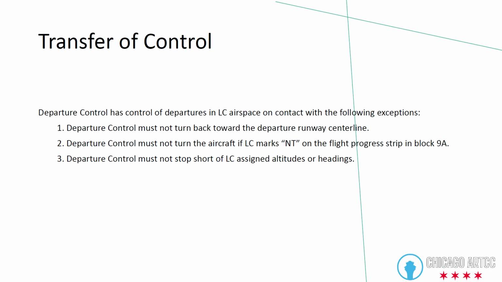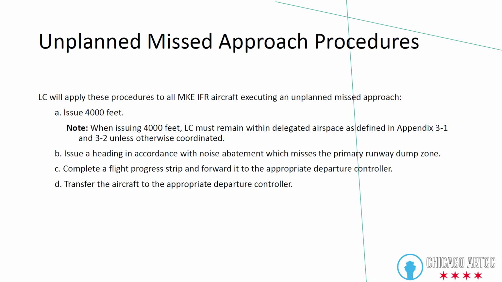Transfer of control. Departure control has control of departures in local control airspace on contact. With the following exceptions, departure control must not turn back toward the departure runway centerline. Departure control must not turn the aircraft if local control marks NT on the flight progress strip in block 9 alpha. And departure control must not stop short of local control assigned altitudes or headings. That's what you can expect from your departure controller.